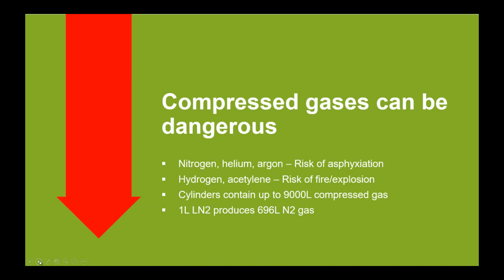And we have to consider that a large cylinder will contain up to 9,000 litres of compressed gas. So this can significantly alter the gas composition of a laboratory space. And if you're using liquid nitrogen dewars, another thing to bear in mind is that 1 litre of liquid nitrogen, if this is spilt, will evaporate to produce almost 700 litres of nitrogen gas. So again, it's not just cylinders that pose a risk, but dewars as well.